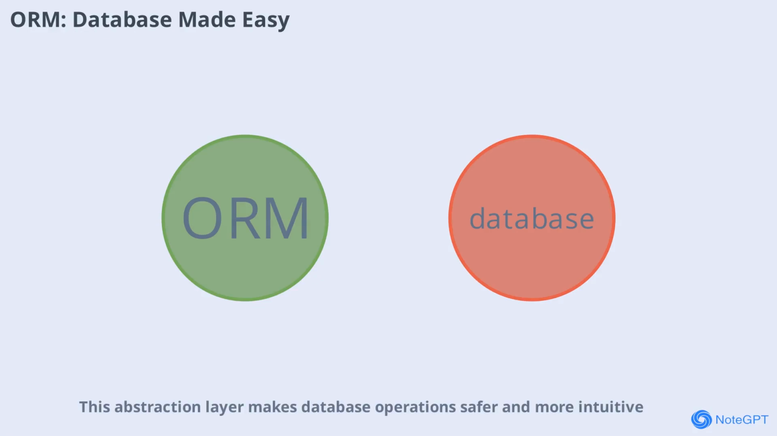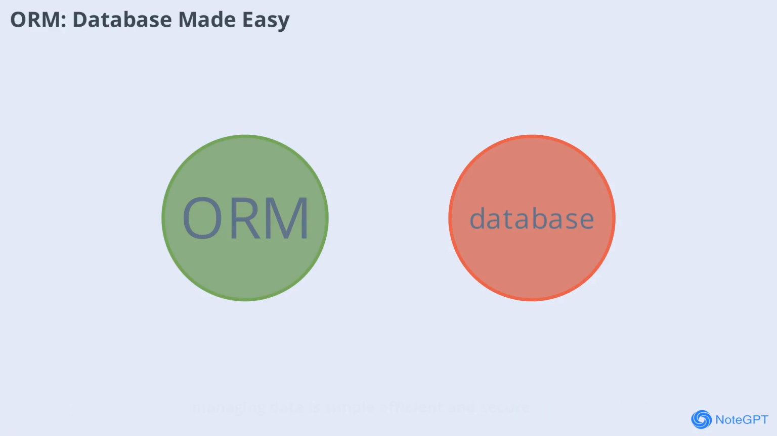Django's Object Relational Mapper, ORM, lets you interact with your database using Python code instead of SQL. This abstraction layer makes database operations safer and more intuitive, reducing the risk of errors. The ORM supports multiple database backends, so you can switch databases without rewriting your code. With Django's ORM, managing data is simple, efficient, and secure.